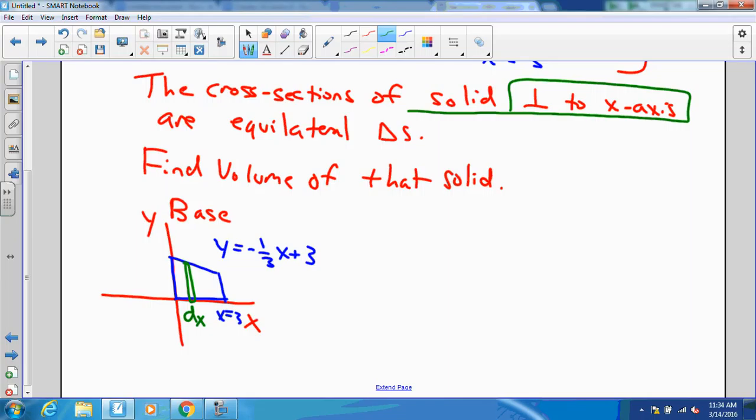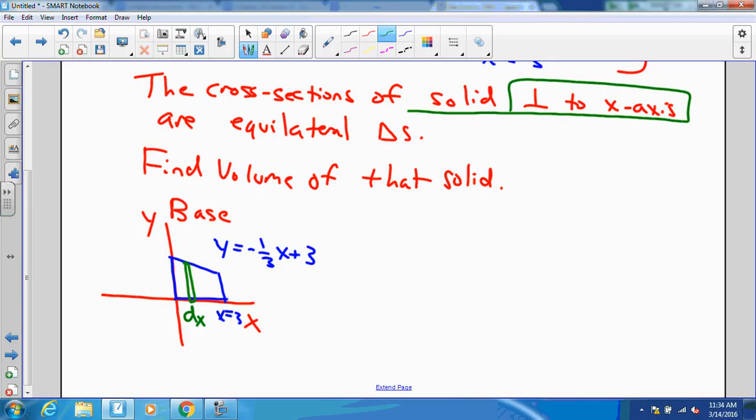Yes? I was just wondering again how we got a dx. Oh, yeah, that's easy. The dx is a little piece of x along the x-axis right here. So the cross-section is this way, perpendicular to the x-axis. I'm taking a mathematical knife and I am slicing perpendicular to the x-axis.